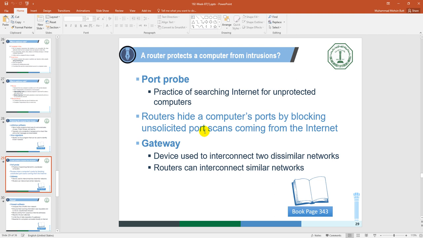Now, what is a gateway? A gateway is basically a device which is used to interconnect two dissimilar networks. For example, a router can connect two computer networks together.